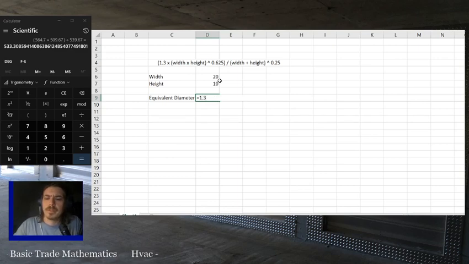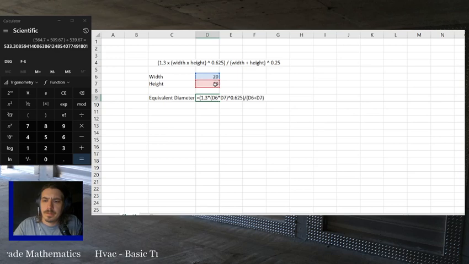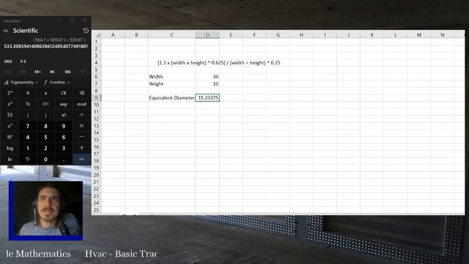Equals 1.3 parentheses. Anytime you put a parentheses, you gotta close it. So 1.3 times width times parentheses, times height, exponent 0.625, divided by parentheses width plus height, exponent 0.25. There we go. Got it typed in right this time.